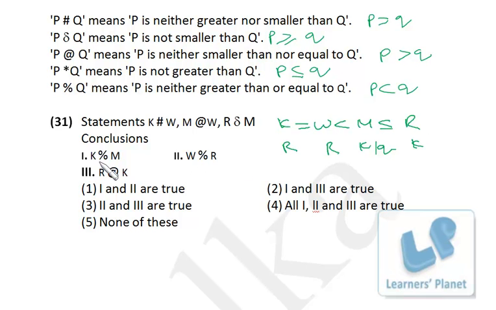Okay. So K percentage M, that means K is less than M. W percentage R, that means W is less than R. R at the rate K, that means R is greater than K. So K less than M: yes, maybe king, maybe queen, but it is rook, so this is true. W is less than R, yes. R is greater than K, definitely. So all the three are true. Okay, pretty simple.